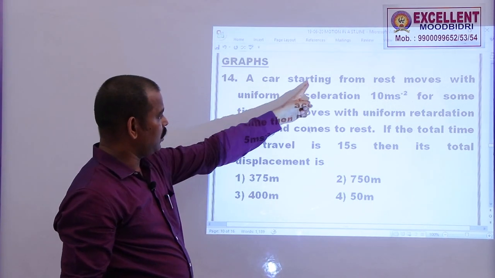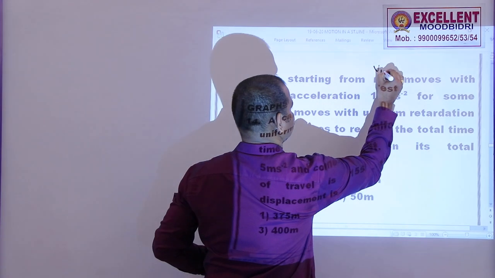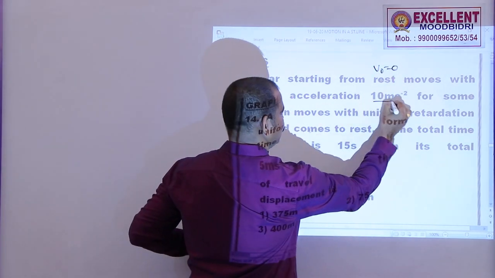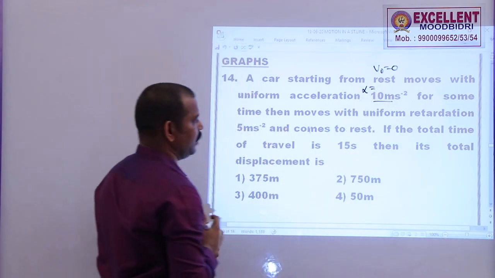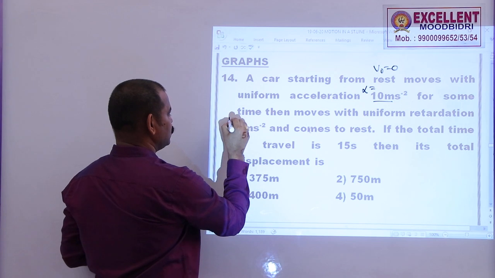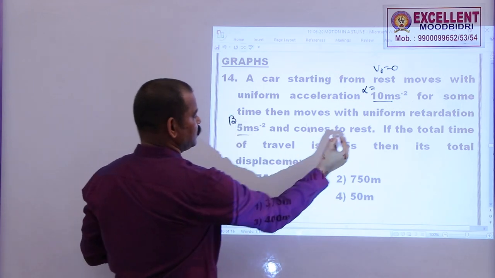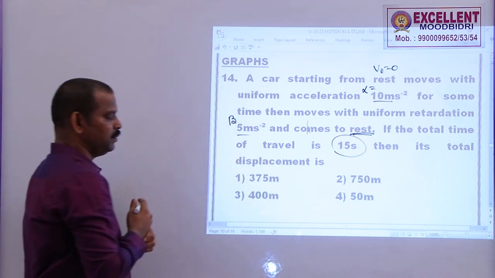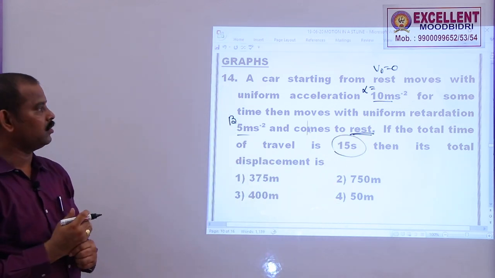A car starting from rest, that is, initial velocity is 0, moves with a uniform acceleration, let me take this as alpha, of 10 for some time, and moves with uniform retardation of 5, let me take it as beta, and comes to rest finally. The total time of journey is 15 seconds. What is the displacement? This is a problem related to graphs.